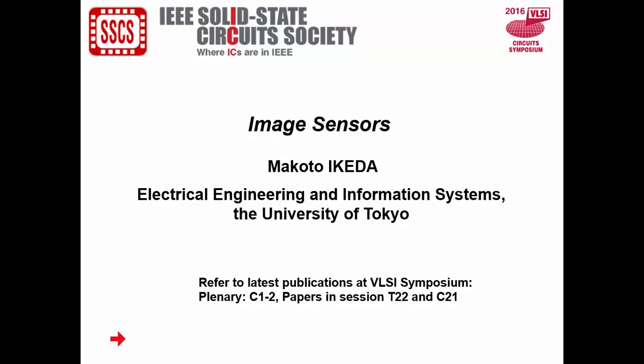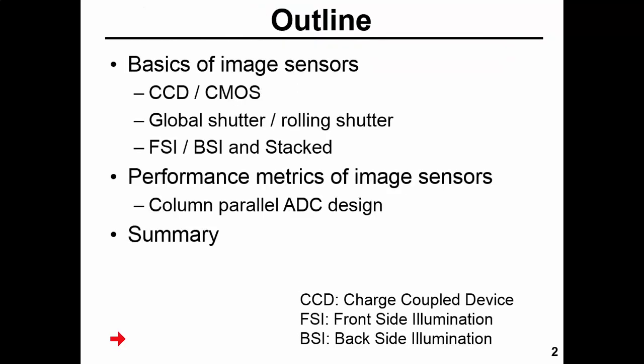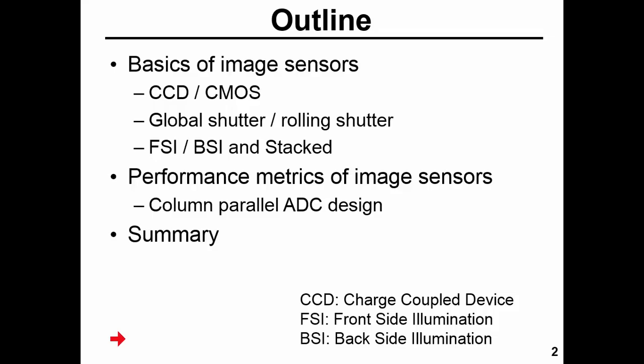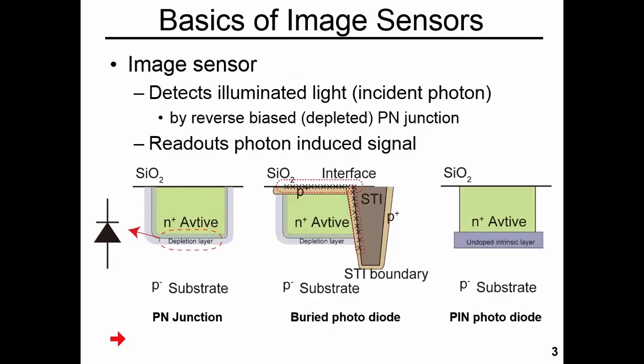I'm going to talk about image sensors. This is the outline of my talk. I'll cover the basics of image sensors, including CCD and CMOS image sensors, global shutters and rolling shutters, front-side illuminated image sensors and back-side illuminated image sensors, as well as stacked image sensors. And as for the key performance metrics of image sensors, I'll talk about current, power, and analog-to-digital converter designs, and then I'm going to summarize my talk.